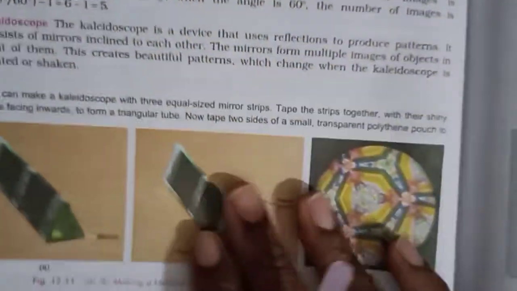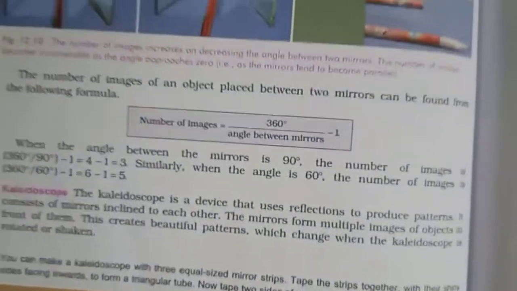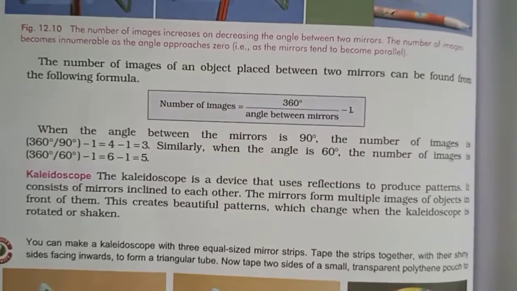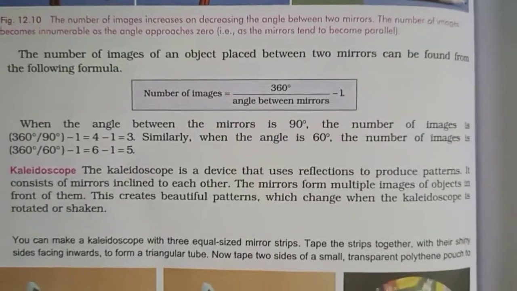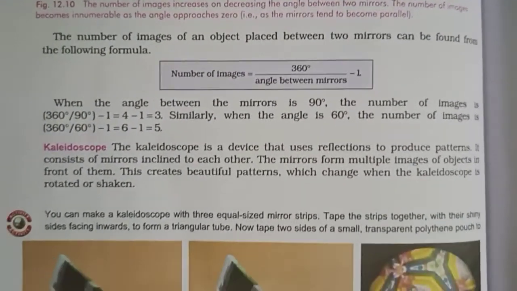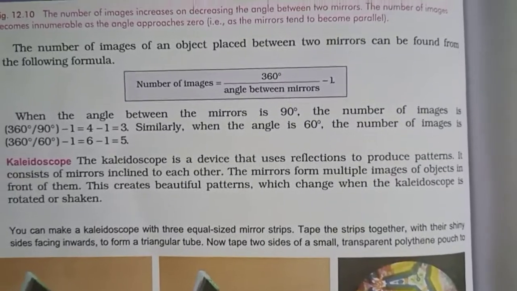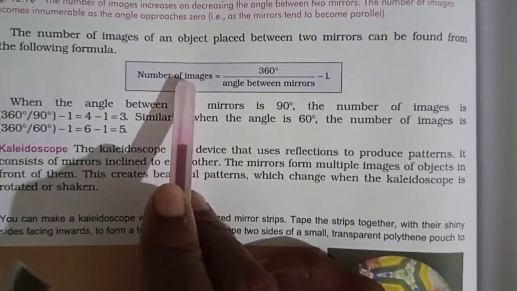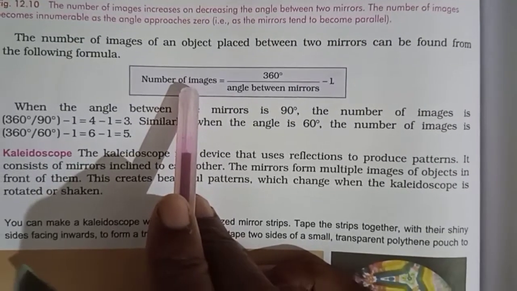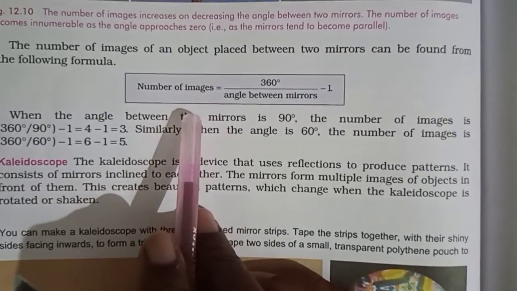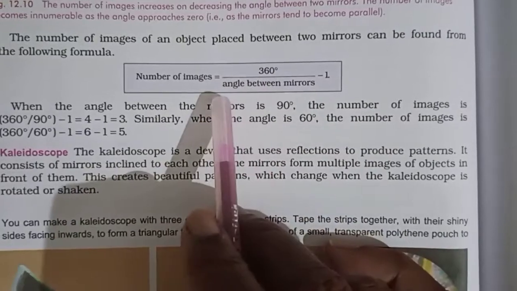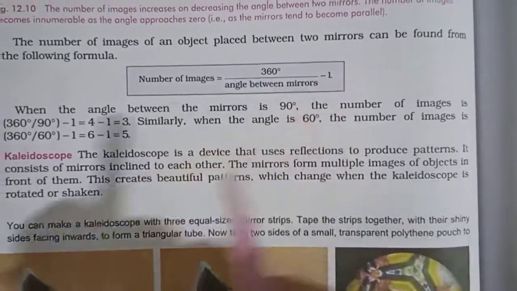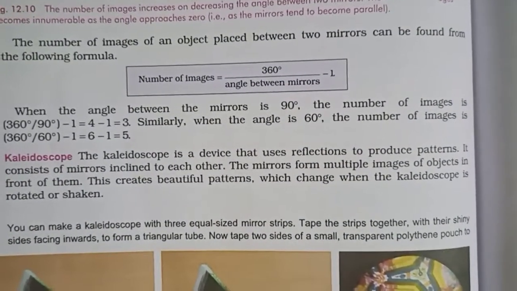So our scientists, after performing activities and experiments many times, have come to the conclusion that the number of images formed when two plane mirrors are placed at an angle to one another is equal to 360 by the angle between the mirrors, minus 1. So this is the formula.